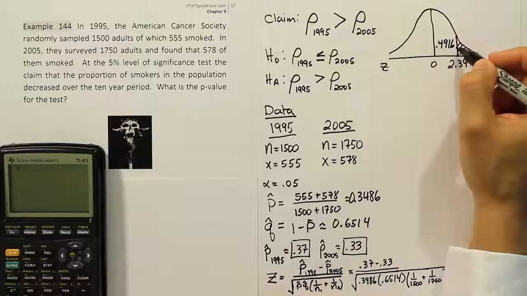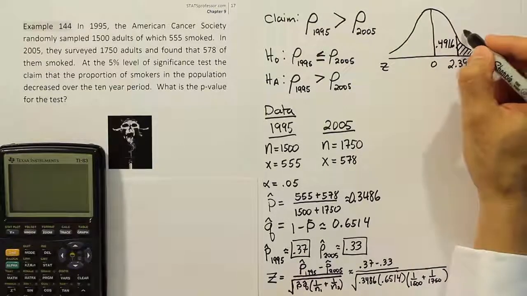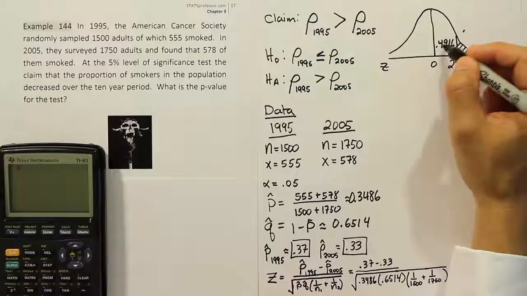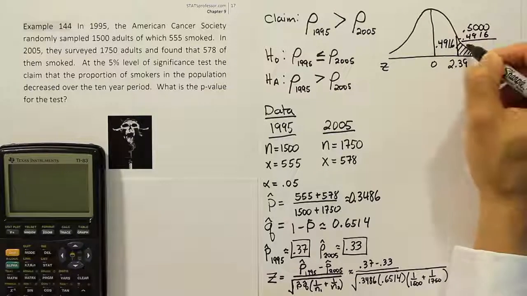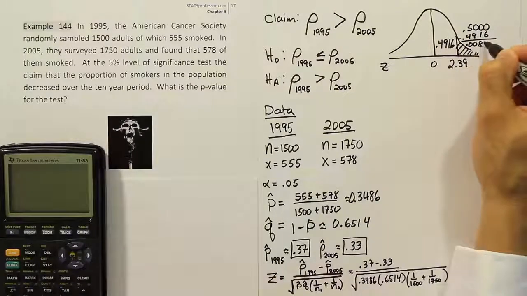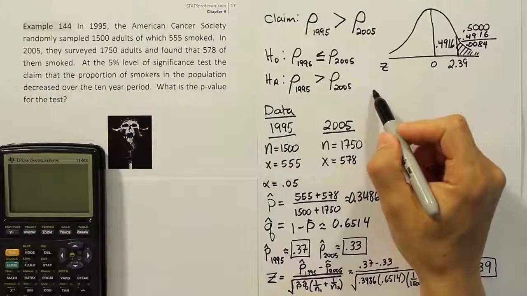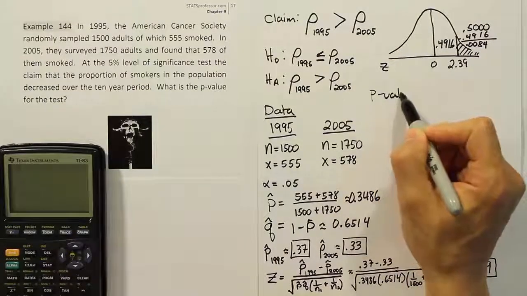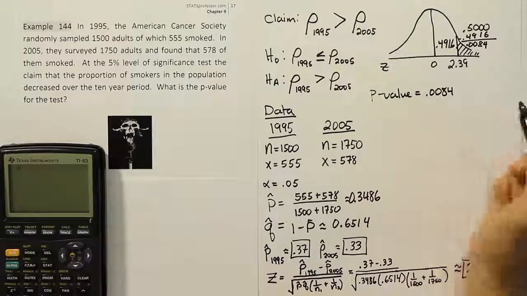And because that's the area there, we're just going to do 0.5 minus that to get the leftovers. Let's just write it out, 0.5 minus 0.4916, and then of course you'll see that you get 0.0084. So less than 1%. So our p-value then is equal to 0.0084. Now how does that p-value compare to alpha?